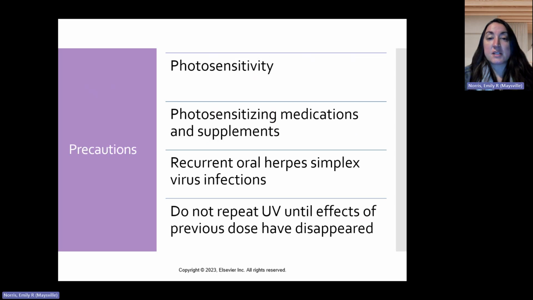Precautions if they are sensitive to light or on medications or supplements that make them more sensitive to the light. If they have recurring oral herpes virus infections, and you do not repeat a UV treatment until the effects of the previous dose have completely disappeared. So if there's any redness left, you wait until that disappears before you do it again.